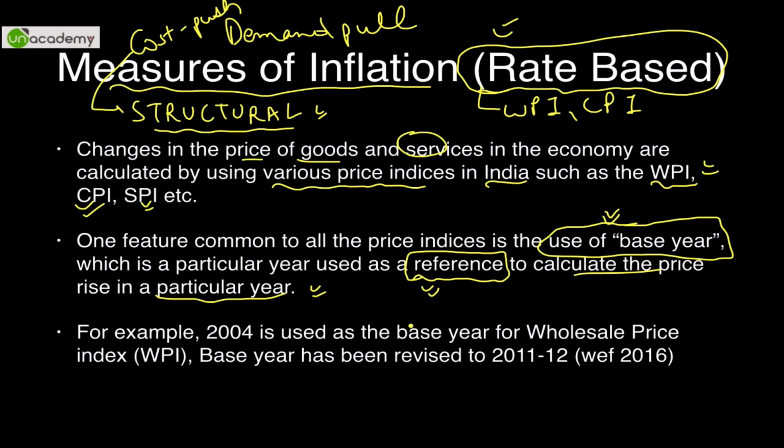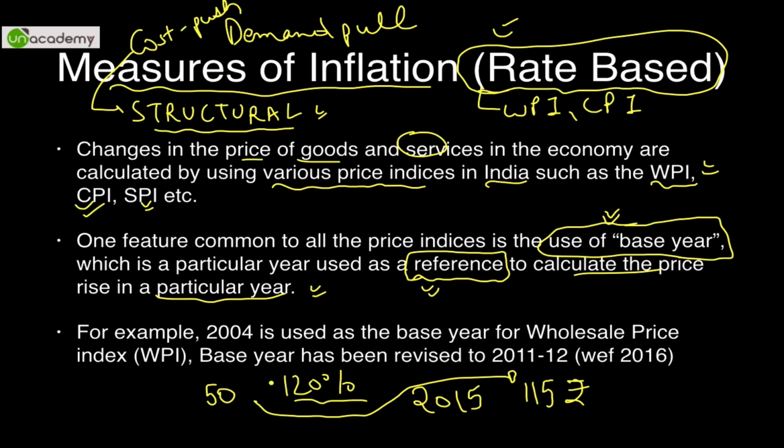For example, you have to calculate the inflation of 2015. So the price of, let's say, a 1 liter juice bottle is 115 rupees, and your base year is 2004, when it was just 50 rupees. So this is the inflation, which is almost more than 120% rise in the prices, approximately 130% rise in prices, and this is the inflation measured vis-a-vis the base year 2004. Is that understood? So for WPI, till date we are using 2004 as the base year, but recently it has been revised to 2011-2012.